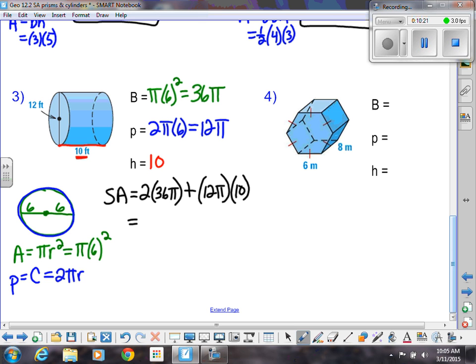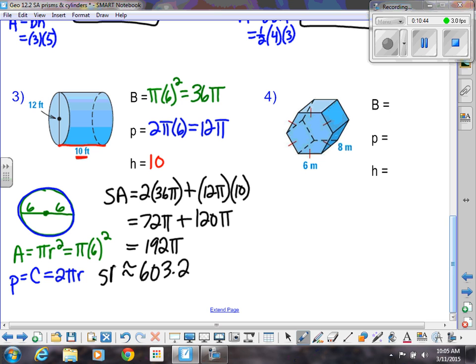So if I multiply those together, I get 72 pi. These I get 120 pi. Now if I add those together, I have 192 pi. And now I can hit my little button that gives me the decimal, and that's about 603.2 feet cubed. So that's my surface area.